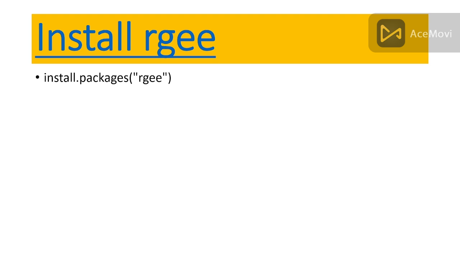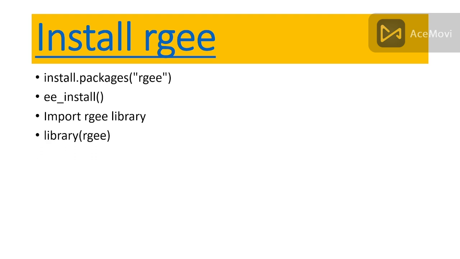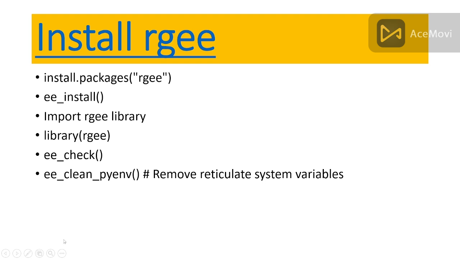Simply use install.packages for rgee, and after that we need to run ee_install. Then import the rgee library: to import a library, we just write library and put our package name, then it will be imported. Then we can check the rgee package, and we can use clean Python environment, which removes the reticulate system variable. Then we can initialize, and when you initialize, it creates a generated token.